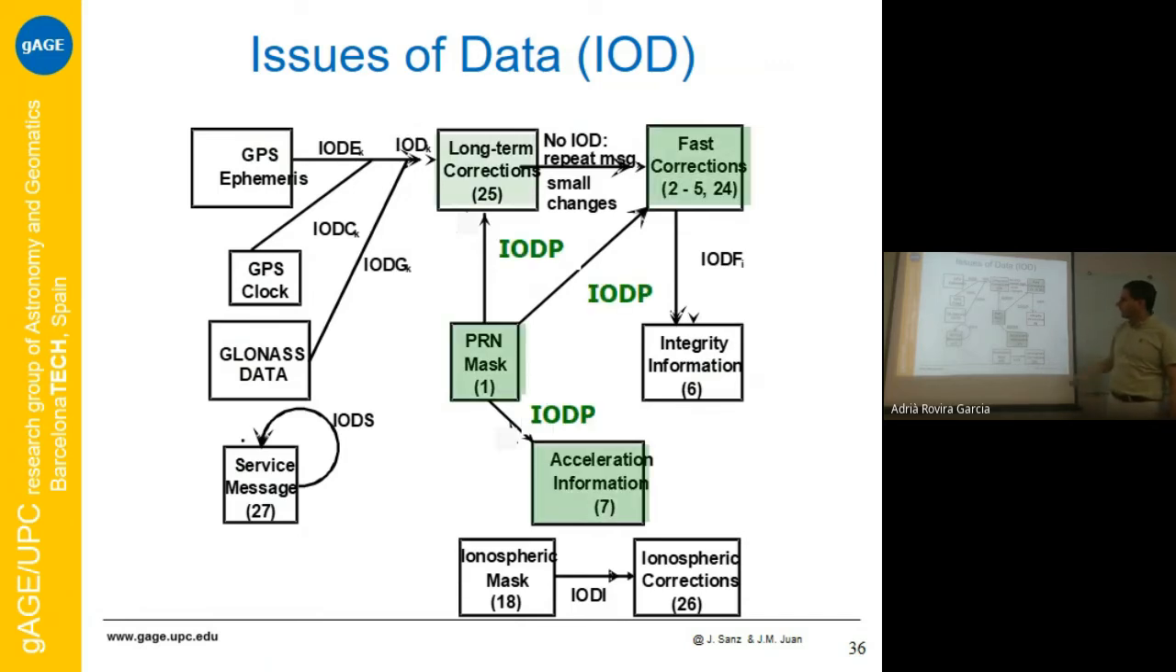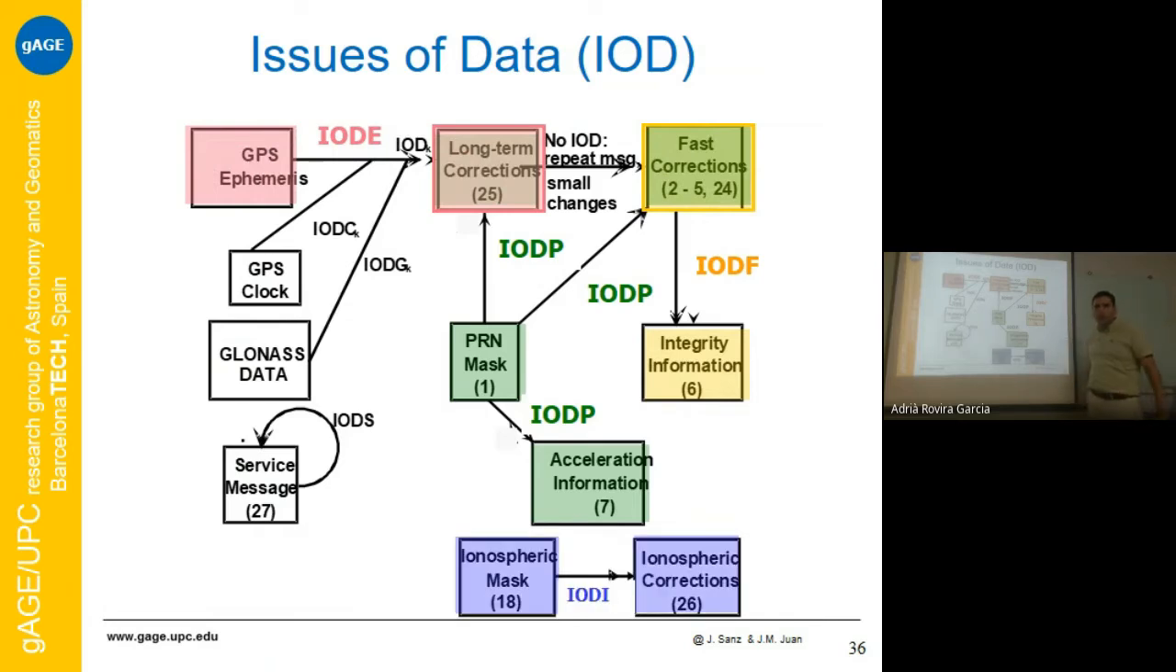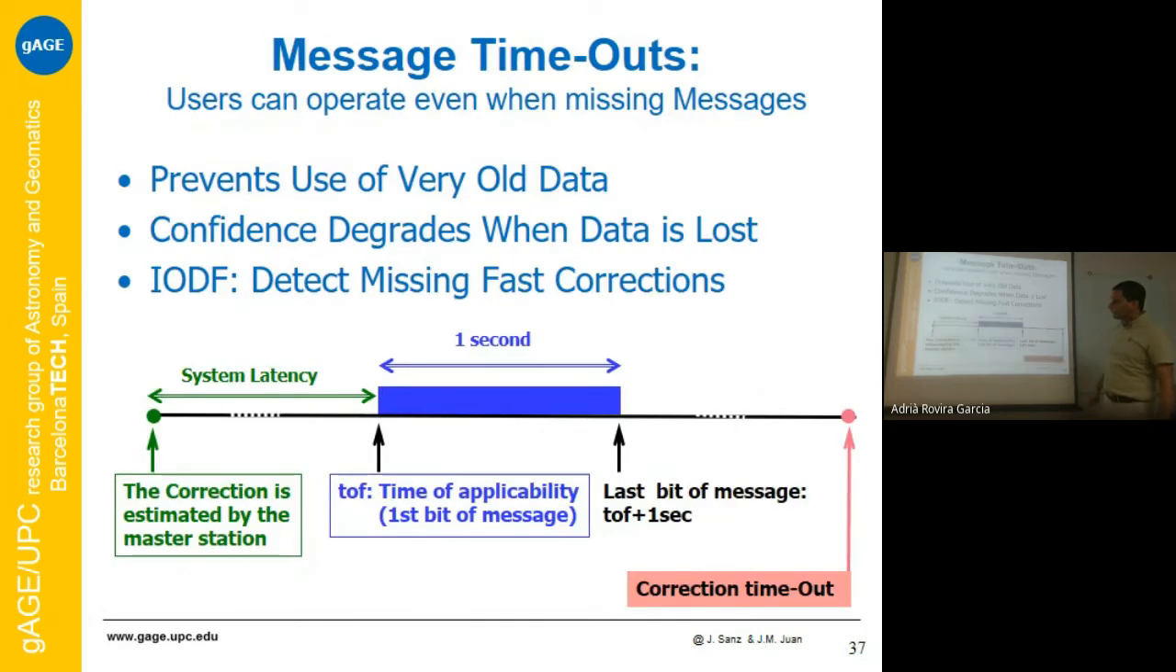All of the ionospheric corrections, the clock corrections, and so on are here, but we don't have time to go into the particular details. Another important aspect is the timeouts. We cannot use the information forever. Remember that we are landing an airplane. We are landing an airplane in less than 2 minutes, 2.5 minutes, so we need to be very quick.